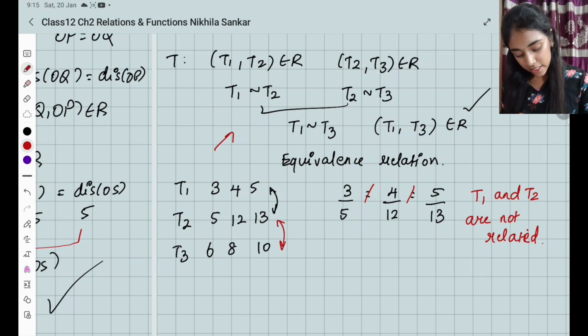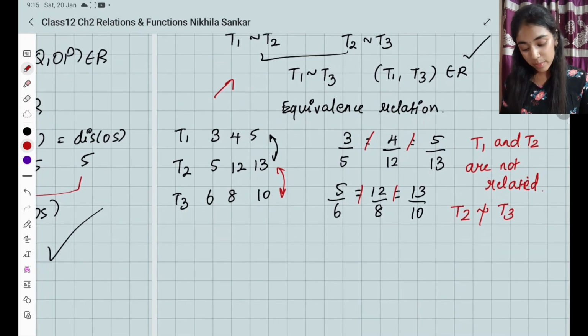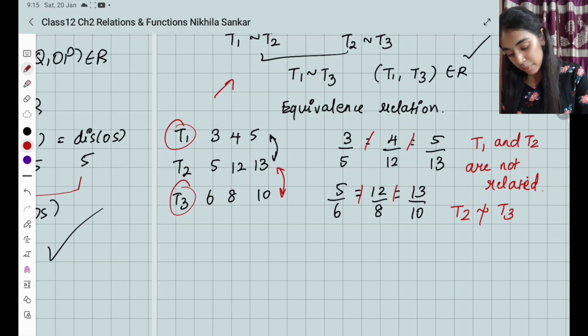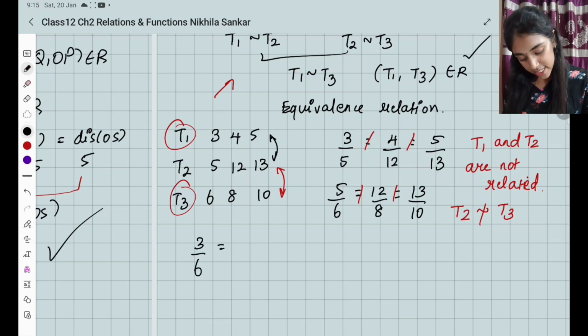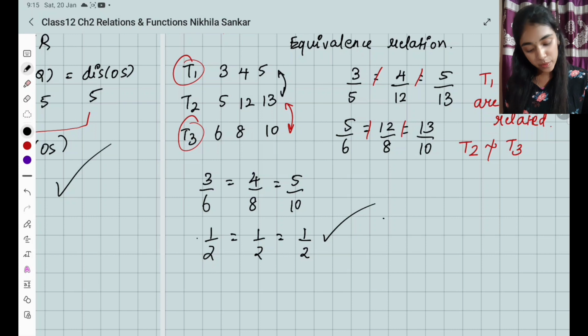Now similarly, for triangle 2 and triangle 3, what do we get? You have 5 by 6, 12 by 8, 13 by 10. These are also not equal, which means triangle 2 is not similar to triangle 3. Now if we look at triangle 1 and triangle 3, what do we see? You have 3 by 6, 4 by 8, 5 by 10. What is the ratio of all of these? You have 1 by 2, 1 by 2, 1 by 2, which means triangle 1 is similar to triangle 3.